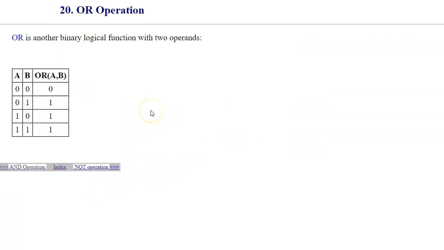OR operation is very similar, and only when both inputs are 0, then the result of the binary OR logical function is 0. If at least one of the inputs is set to 1, the result is 1.